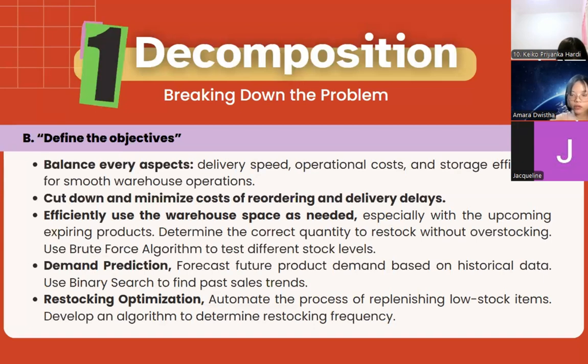And then lastly, to automate restocking, so low stock items are refilled on time. To do this, we will use 3 different algorithms: the brute force algorithm to test different stock levels to find the best one, binary search to quickly find past sales trends to predict demand, and also the greedy algorithm. Next.